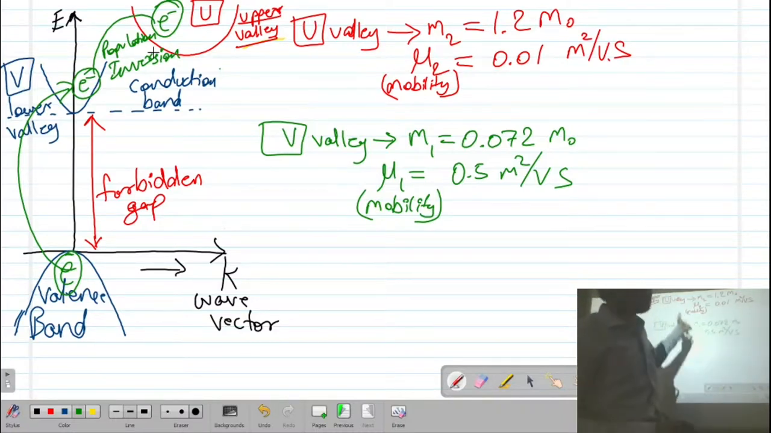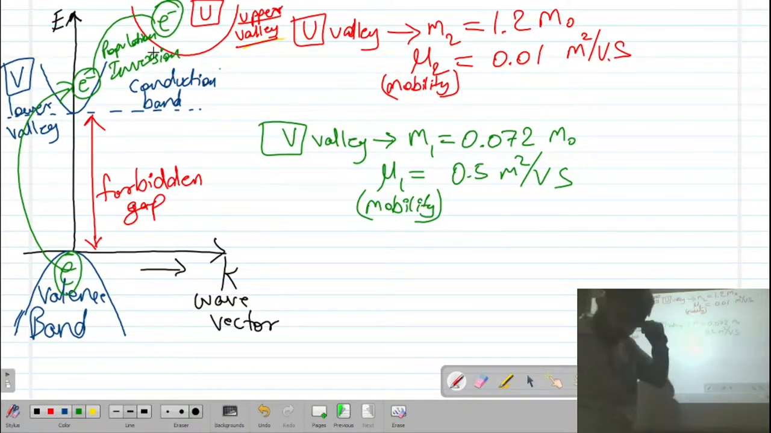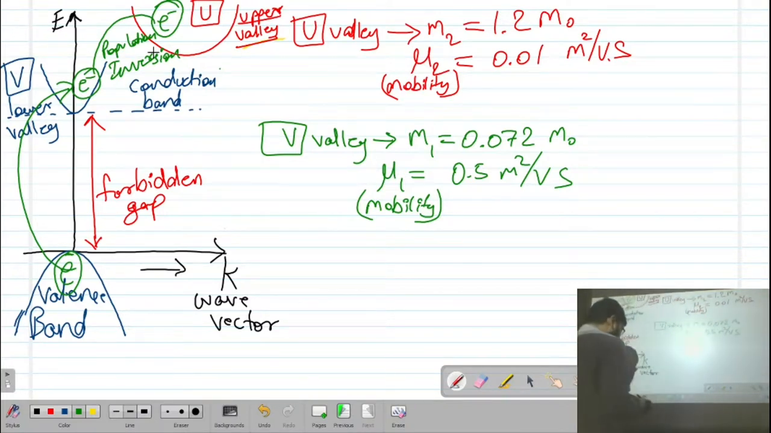Here we have already seen the energy bands associated with GaAs, gallium arsenide, in the Gunn diode. Now let us see the IV relationship of a Gunn diode, or first of all we will see the construction of a Gunn diode.